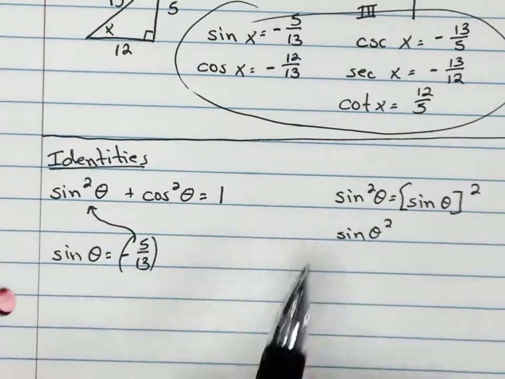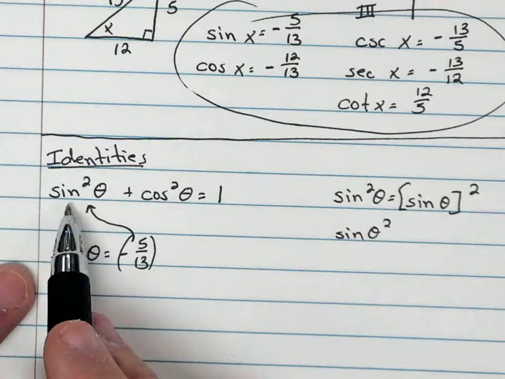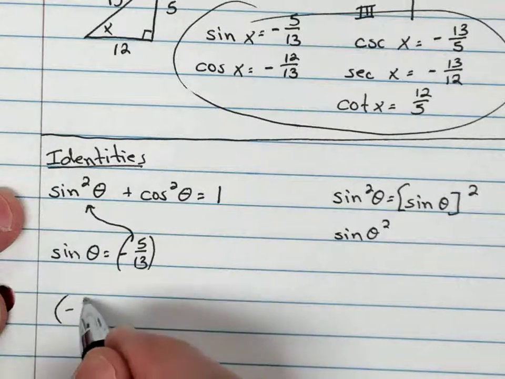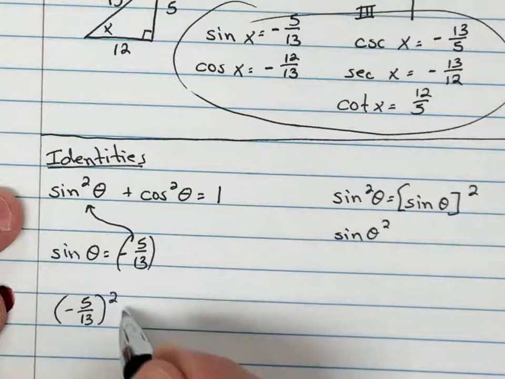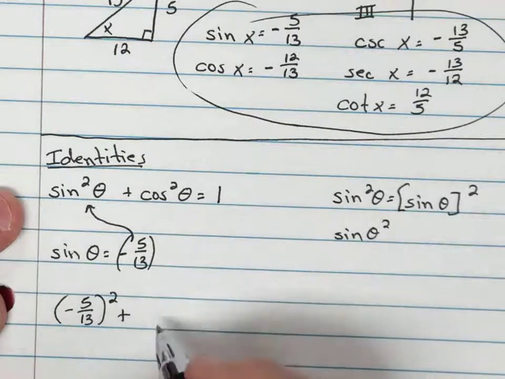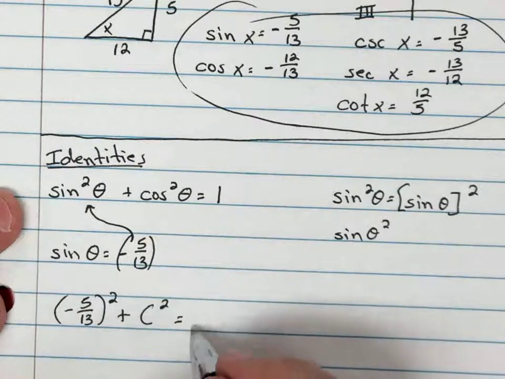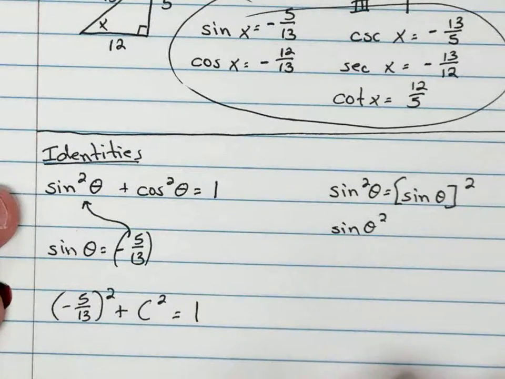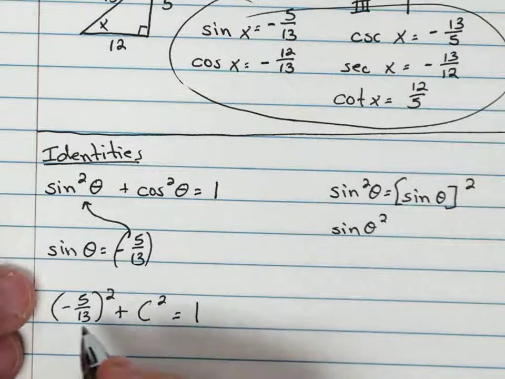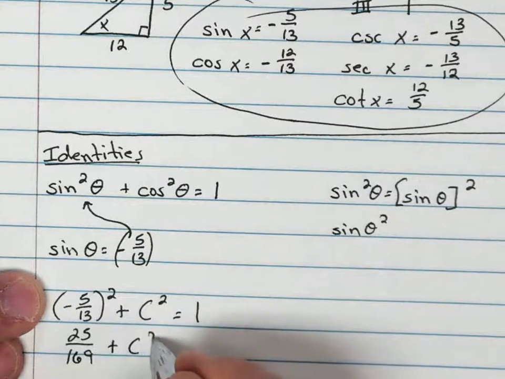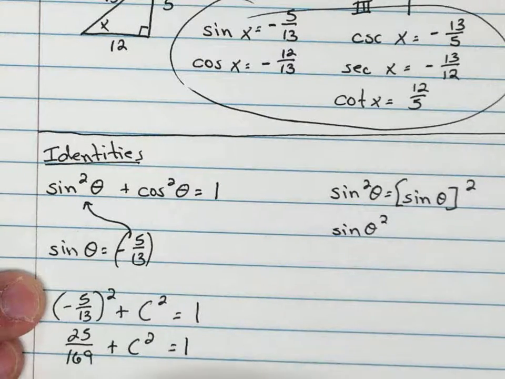So now let's go back to this over here. If you know sine and you plug it in, the sine of theta is negative 5/13. Plug it in, squared, plus cosine squared. I'm going to write it like this instead of writing that cos, just c squared, equals 1. And let's solve that. That's 25 out of 169. You probably already don't like it because we got fractions. Plus cosine squared is 1.